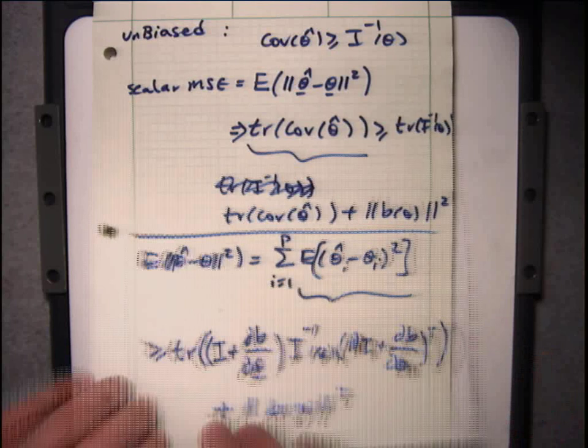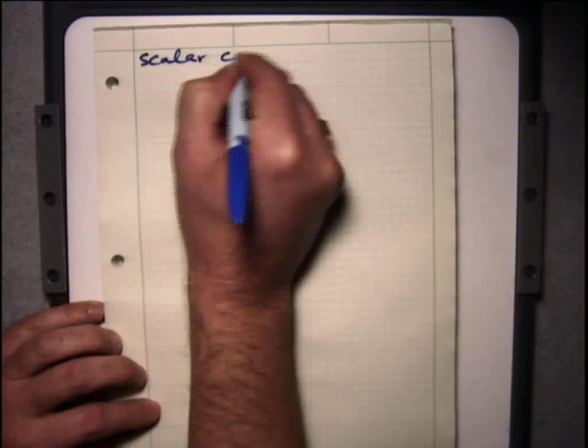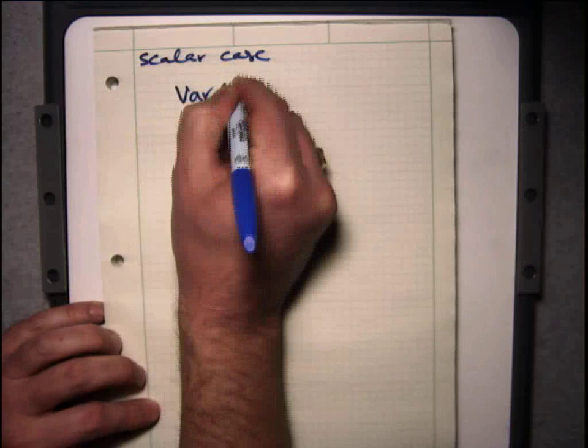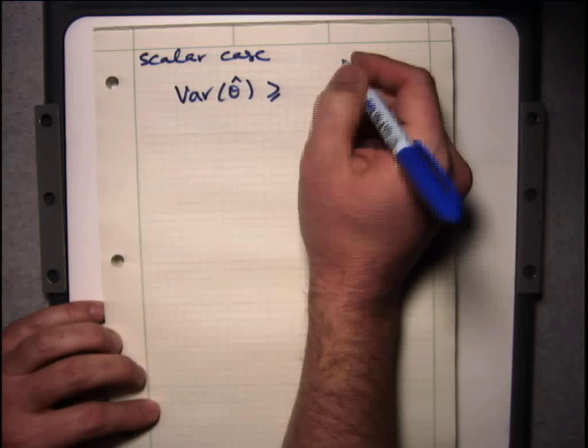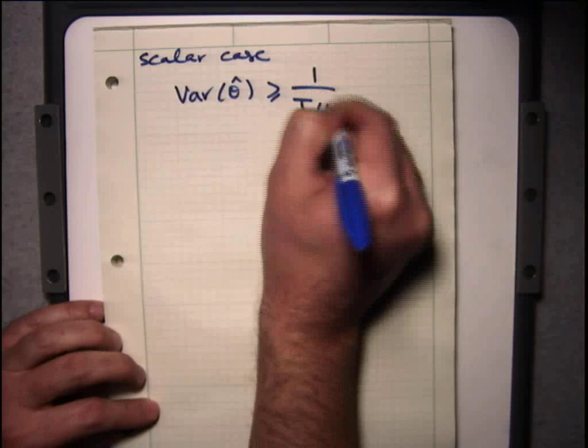All right, so there are a few other tricks that are often useful in practice. Again, let me go back to the scalar case, and let's write the variance of theta hat lower bounded by 1 over I of theta.